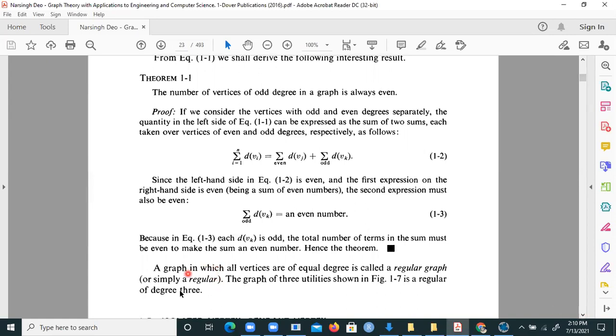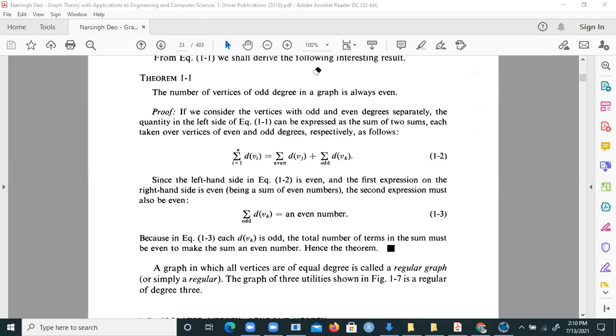And after this, they have given you a definition, which is also very important: a graph in which all vertices are of equal degree is called a regular graph. Say for example, if we draw a triangle where the degrees of the vertices v1, v2, v3 are all 2, all these vertices have equal degree, which is 2. Such a graph is called a regular graph. So a triangle is a kind of regular graph.